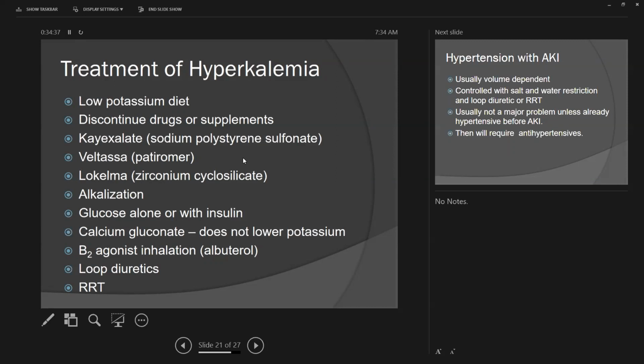Of course, glucose: you use D50 in a non-diabetic, you don't have to give insulin, but everybody does. And that'll put the potassium into the cell too. Calcium does not lower potassium, it only protects the myocardium from the hyperkalemia. But it should be used in patients with severe hyperkalemia. Beta-2 agonists, albuterol. I think that the use of a loop diuretic in a patient with hyperkalemia that is not volume overloaded is not a good practice.